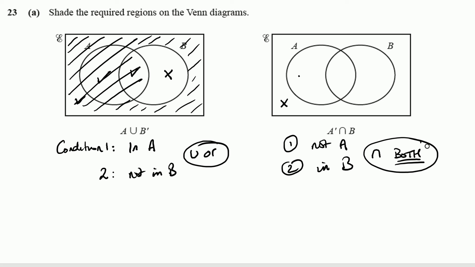The next area is in A, so it fails the first condition. It also fails the second condition, so it gets a cross. The next area is also in A, and seeing as I failed one of the conditions, it gets a cross straight away. Finally, this area. This is not in A and it's in B. I have satisfied both conditions, so this area gets shaded.